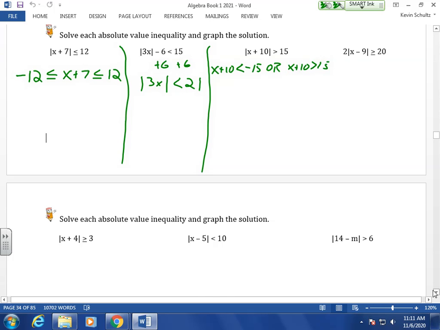And statement or statement? And statement. It means that 3x is between negative 21 and positive 21, or it's within 21 from 0. So our inequality statement is going to read negative 21 is less than 3x is less than 21. Okay.